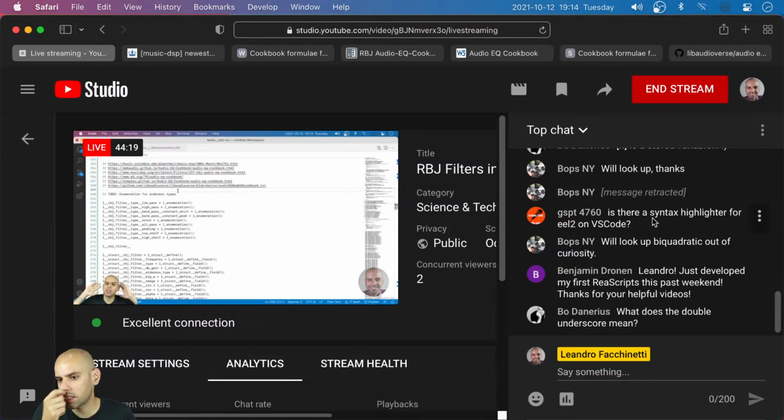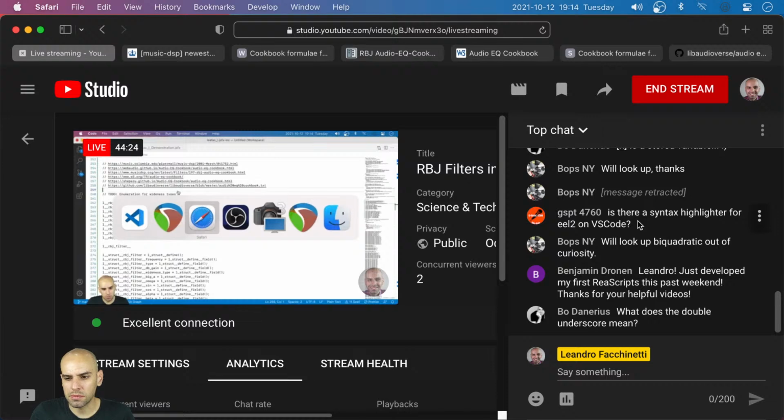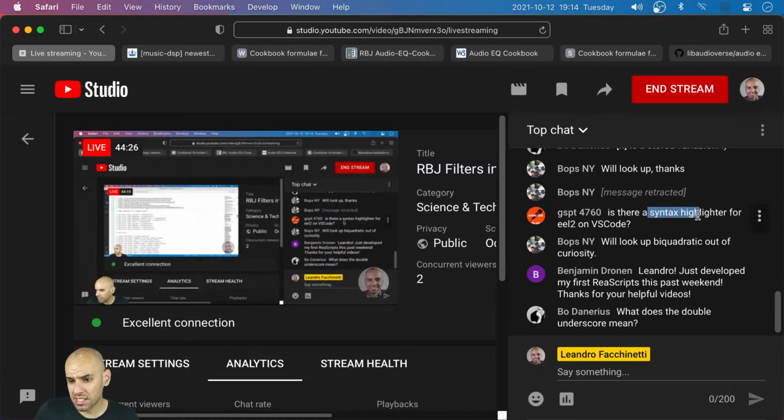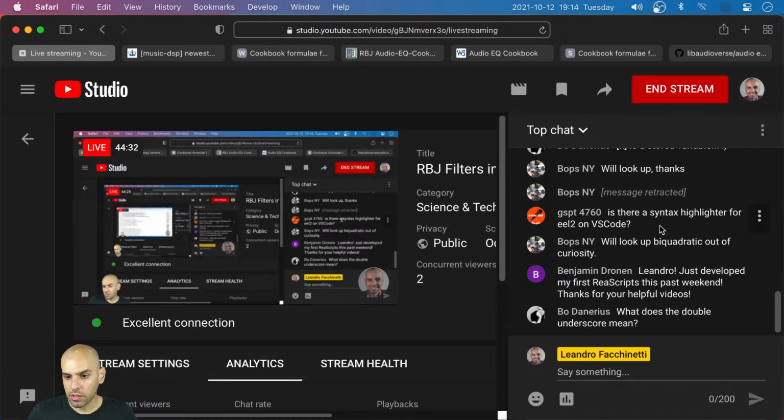Yeah, that kind of tool is the tools that I'm looking for, but syntax highlighter, not that important. That said, I think I am going to write a syntax highlighter for EL2 at some point in the future, maybe. It could be a fun project. Yeah, okay. We'll look at biquad out of curiosity.